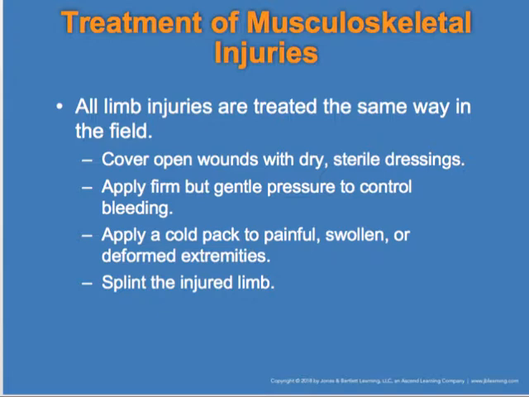So, all treatment for musculoskeletal injuries. Limb injuries are treated in the same way in the field, kind of collectively. Cover the open wounds with a dry, sterile dressing. Apply firm but gentle pressure. Apply a cold pack and splint that injured limb.